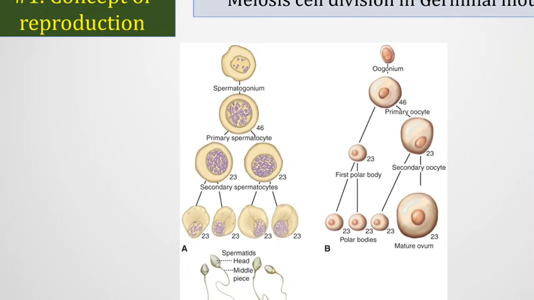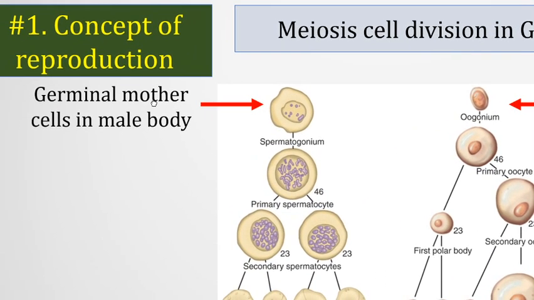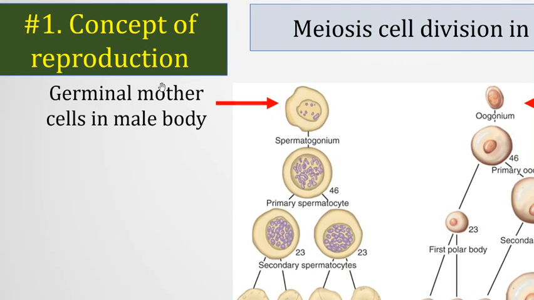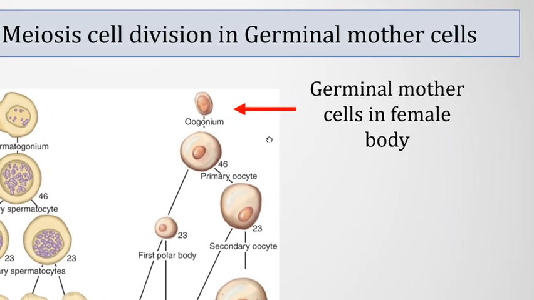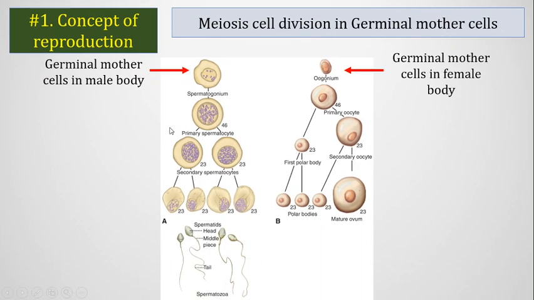So these reserved cells are called germinal mother cells. So inside the male reproductive organ we will find the germinal mother cells, and also in the female reproductive organ we will see some germinal mother cells, and actually these mother cells are diploid too.